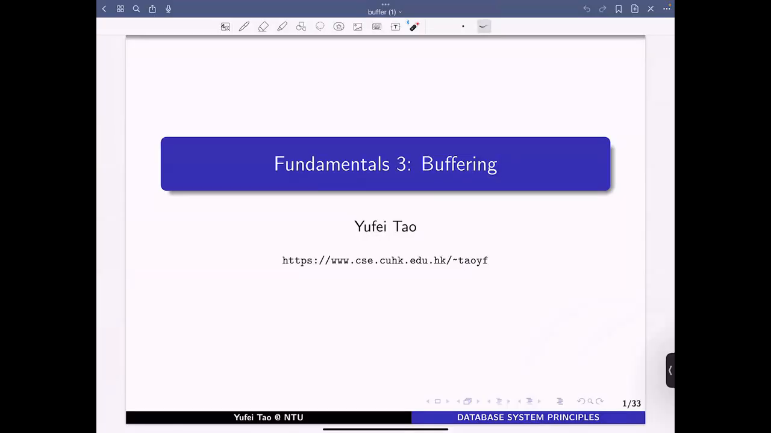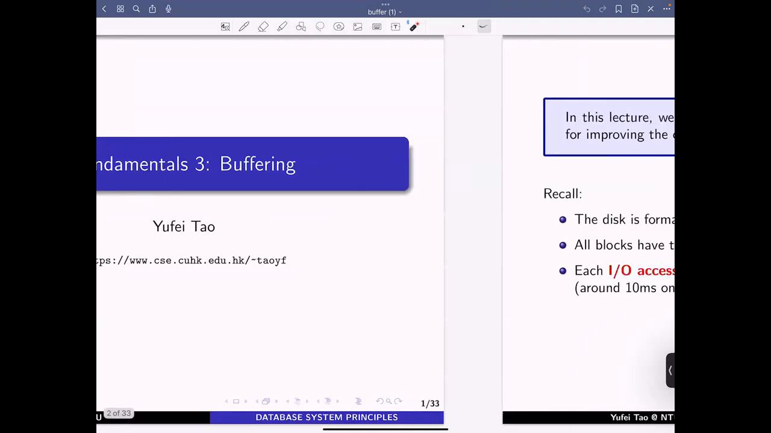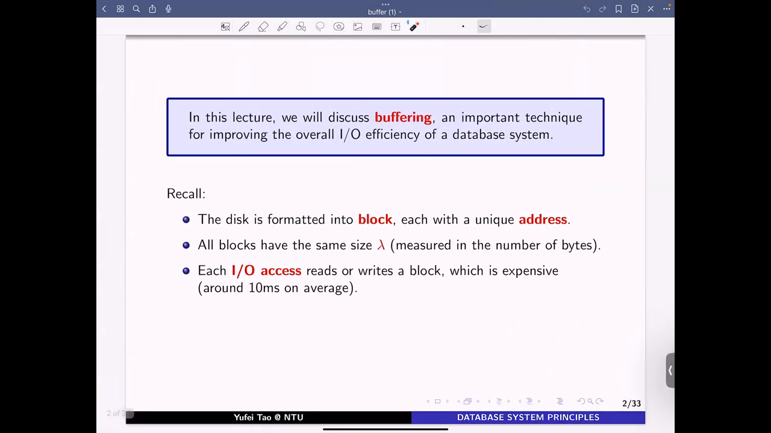This is our third lecture, and in this lecture, we're going to talk about buffering. So, what do we know about the disk? We know the disk is formatted into blocks, and you can tell the operating system which block you want to access by giving its address.